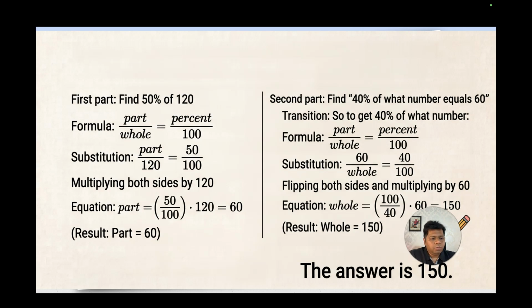So 40% goes to the percent. Again, remember this formula. Put 40 over here. 60 is the part. Now you have to find the whole. So flip both sides. 60 will come down, 60 will become the denominator and whole becomes the numerator. 100 by 40, then both sides multiply by 60, so you will get whole equals 100 by 40 times 60, 150. So the answer is 150.